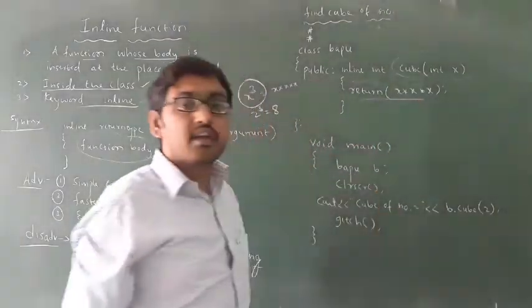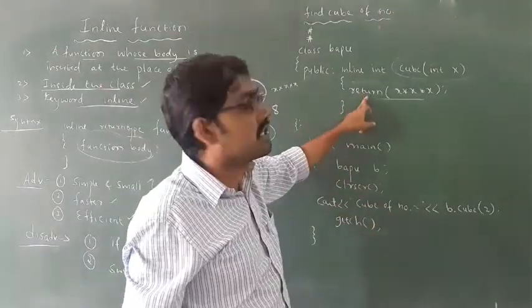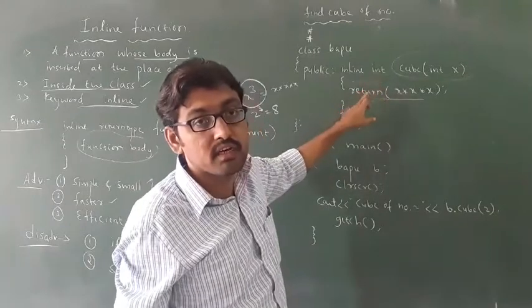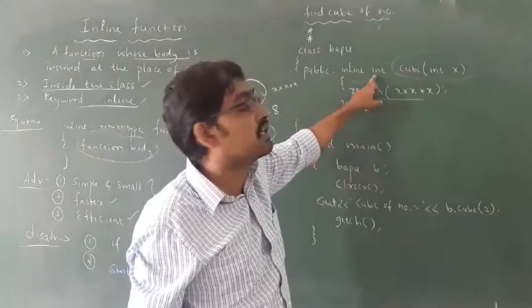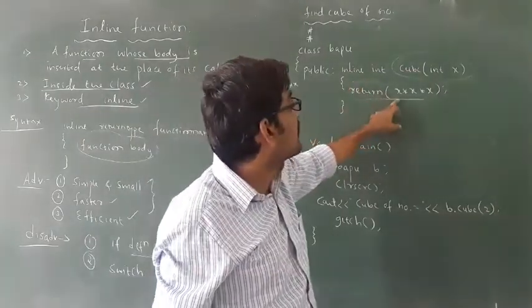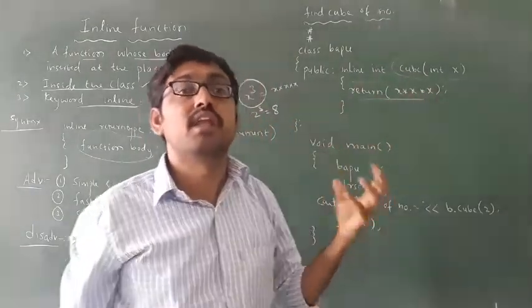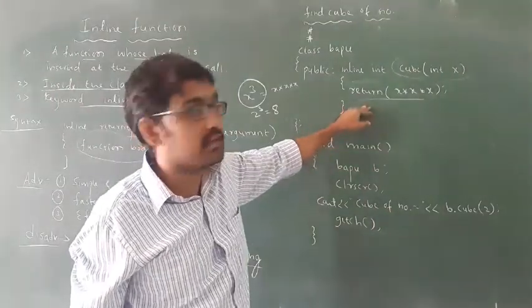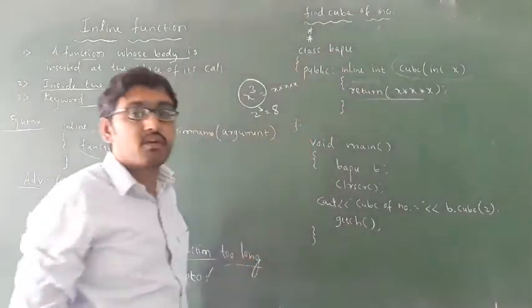Return. Otherwise you can take cout also, no problem. I am writing return because here I am taking int. If you take void, you can write a cout statement. Here I am taking int, that's why you have to write return. See, return x star x star x. This is the formula to find the cube of a number. Then close the class with a semicolon.